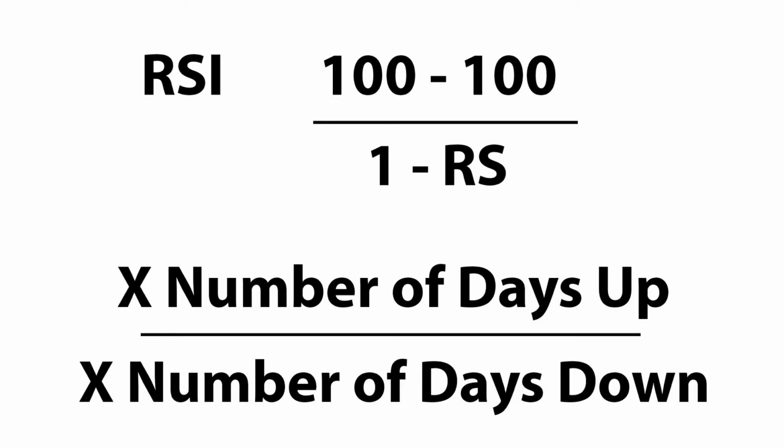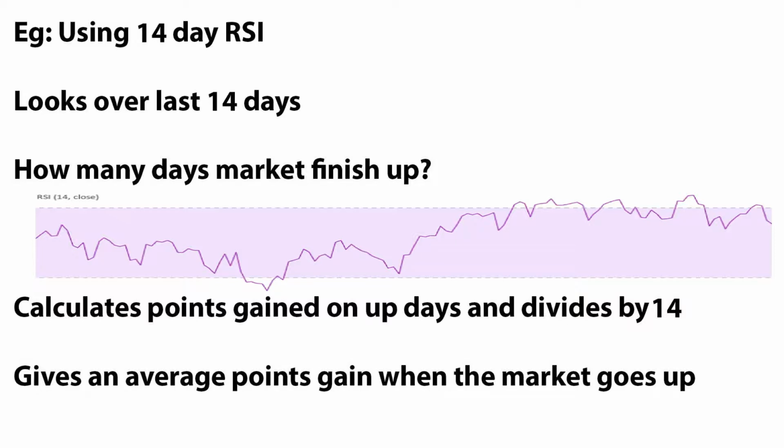RS is the average of X number of days up divided by the average of X number of days down. Let's put that into plain language. Let's say we're using a 14-day RSI, so it looks over the last 14 days, how many days did the market finish up, and it adds the total points gained on those up days and divides it by 14. So we have an average of the points gained when the market goes up.